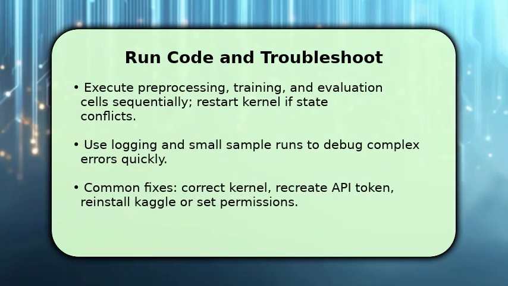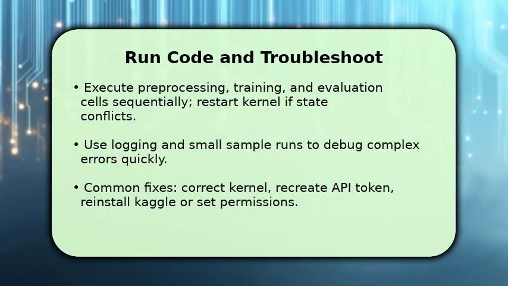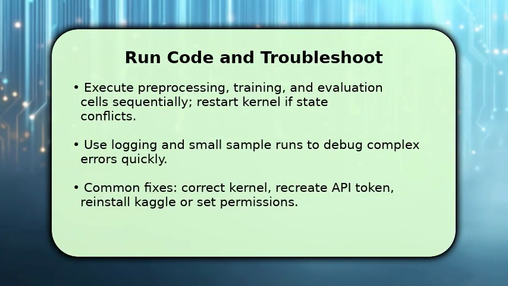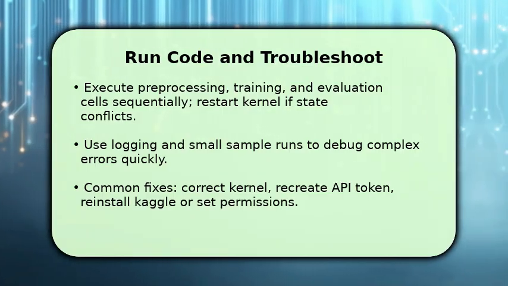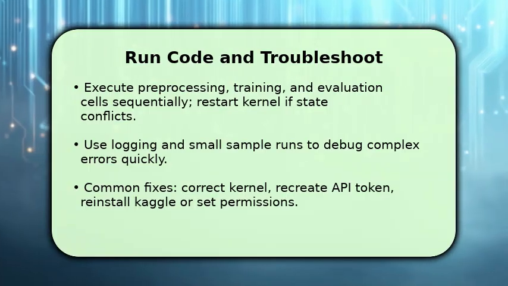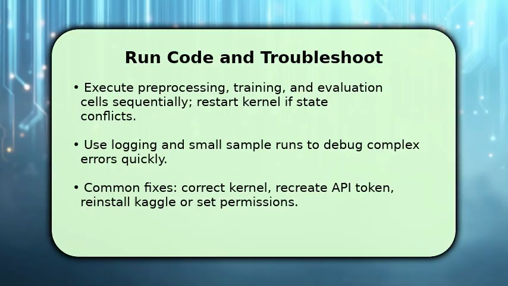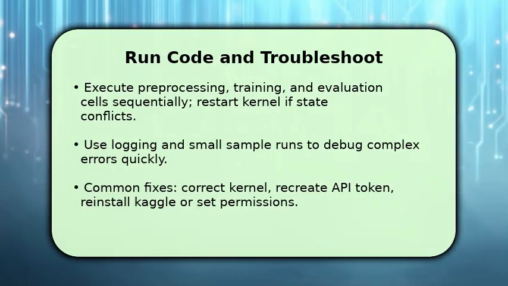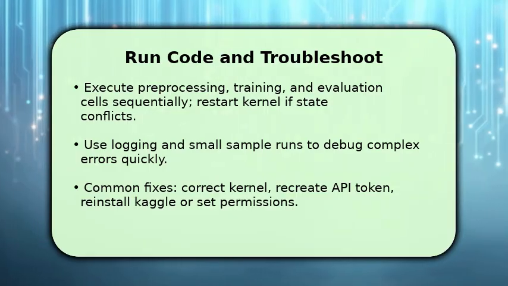Finish by running your preprocessing, model training, and evaluation cells in order. Python notebook state matters, so restart the kernel and run all if results seem inconsistent. If something breaks, run small sample batches and add logging to isolate the issue quickly, because long jobs mask the real error. Make sure the kernel matches the environment where Kaggle and pandas are installed.